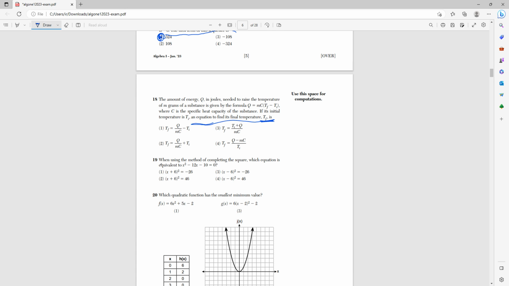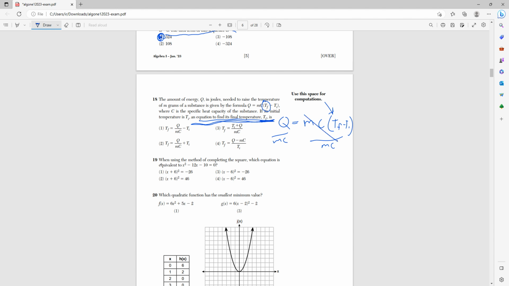So all of this is asking us to make all of this in terms of T_F, so rewrite this so that everything is equal to T_F. The first thing we have to do is eventually get T_F out of these parentheses, and the fastest way to do that is to divide both sides by mc, because look what happens.